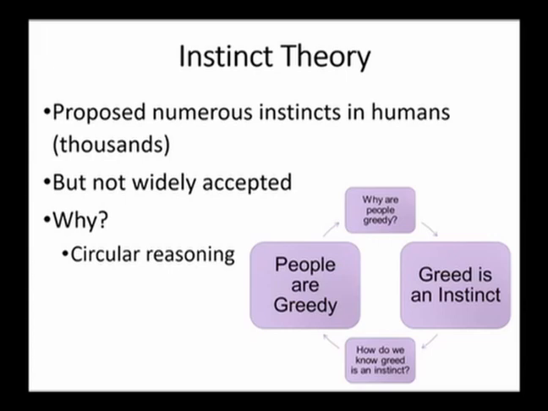Even though they could propose all of these different types of instincts, people never really bought into this theory because it employed what's called circular reasoning. And so to explain circular reasoning, I found the best way to do it is to use an example. We can start with the idea that greed is an instinct. So if greed is an instinct, we can then ask the question, how do we know that greed is an instinct?